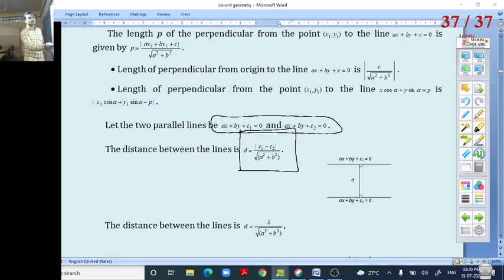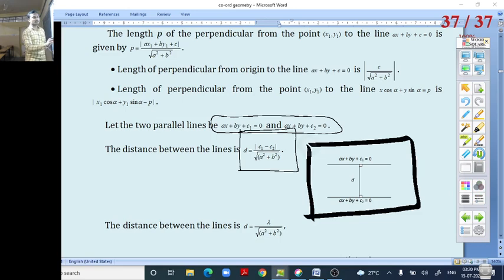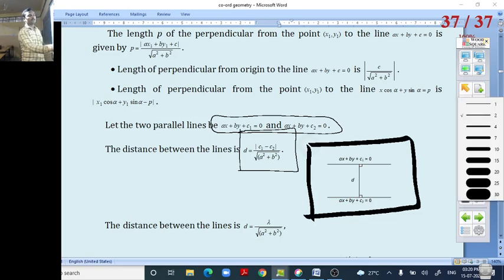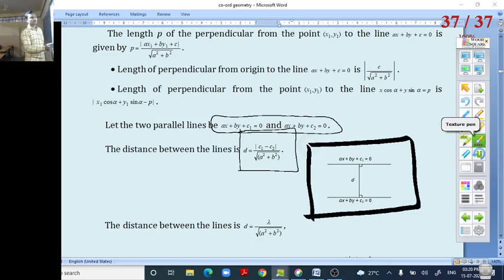The picture is like here. You can observe this picture. In this picture, you will come to know that this is a line and this is a line. There are two lines given here, and this is the distance between the lines. Then how to find it, this is the formula.